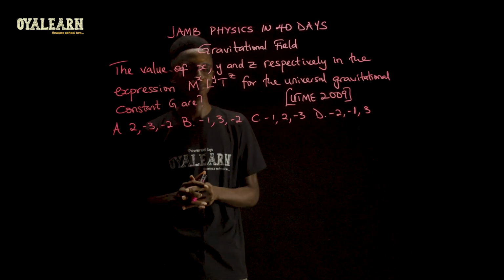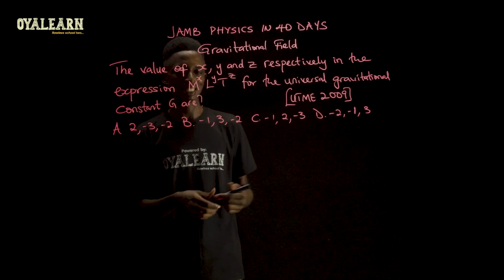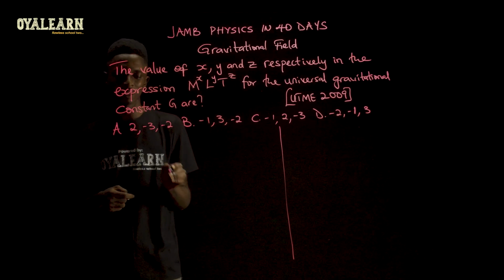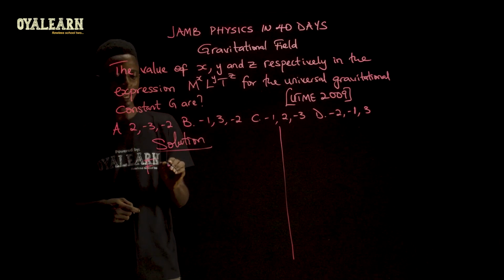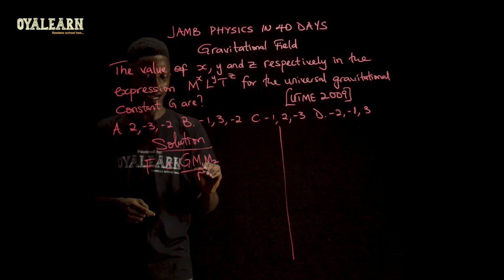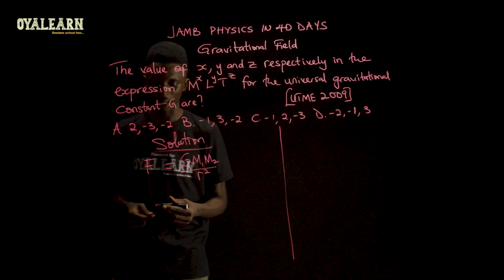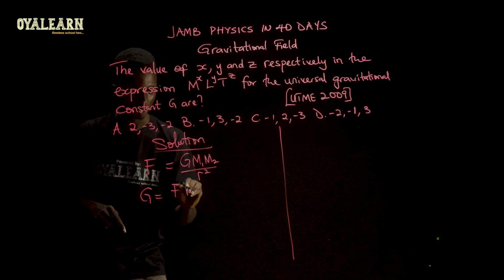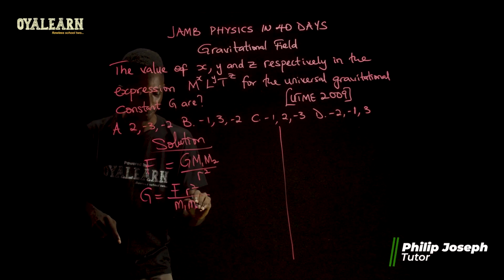So to solve this question, we're going to apply dimensional analysis. But we're going to start with the equation for Newton's law of universal gravitation. Now, from the law, we know that F equals G m1 m2 over r squared. Now, working with this, let's make G the subject of the formula. From here, we can then say G equals F r squared divided by m1 m2.